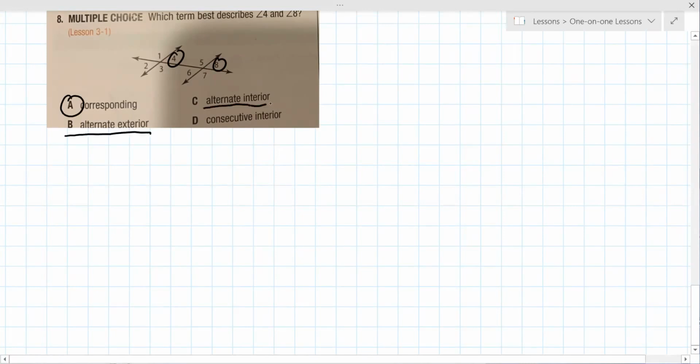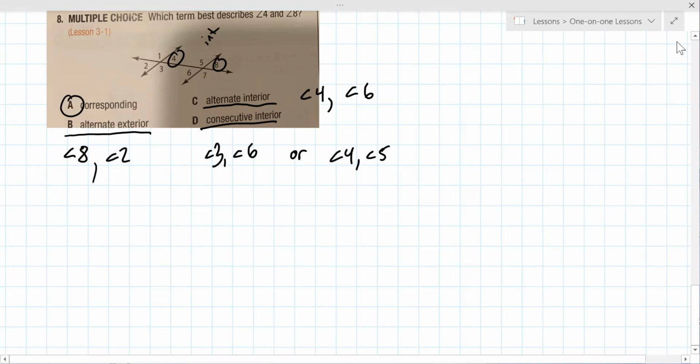So to make this more interesting, give me an alternate interior first. Like angle 4 goes with which angle to be alternate interior? Angle 6. Angle 6, okay. Give me alternate exterior using angle 8. 2 and 8. Very good. And then consecutive interior, there's two options there. It's angle 3 with angle 6, or it's angle 4 with angle 5. Okay.